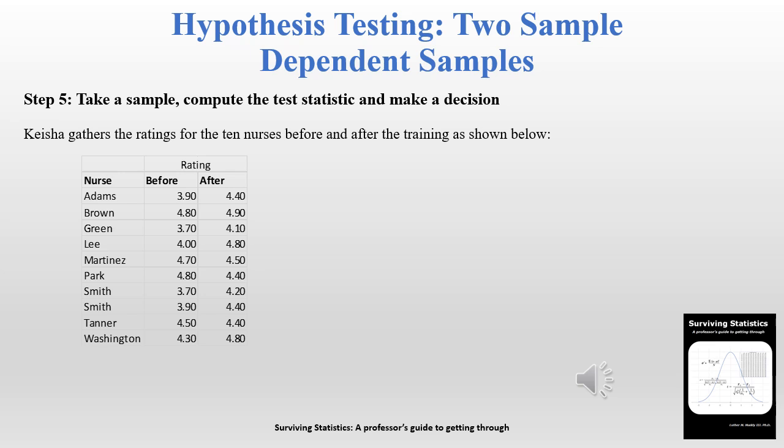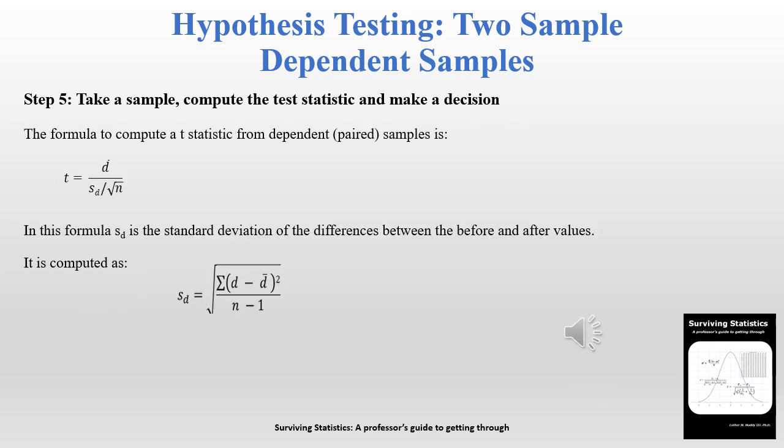And we're back to the 1 through 5 survey level of satisfaction rating that she's given to the patients. And so here we have each of the 10 nurses and their overall mean satisfaction rating before the intervention, before the training, and then after the training. Right, the formula to compute a t-stat using dependent or paired samples is what you see on the screen here. The D with a little hat is the mean of the differences of the means between before and after the intervention.